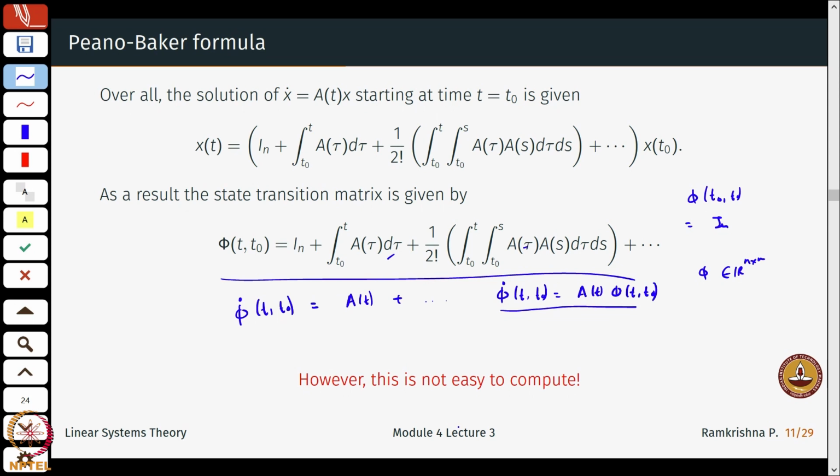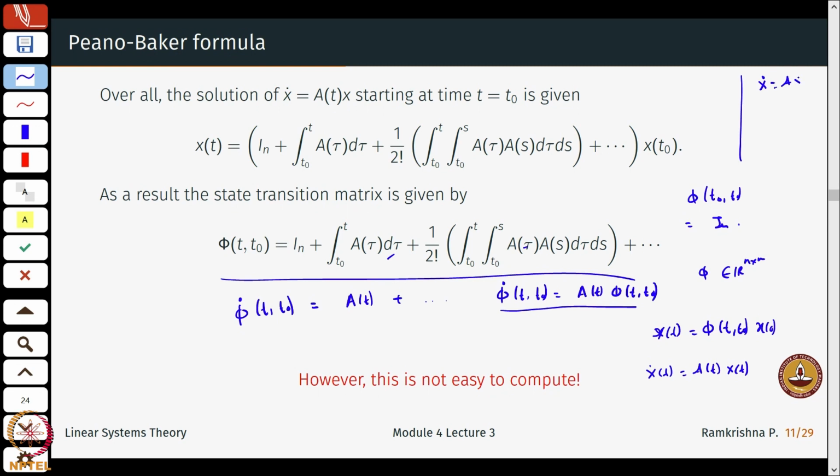So, what does it satisfy? Well, the initial condition is the identity, that is what we said, and therefore, x of t is phi of t comma t 0 times x of t 0, which is the solution of x dot of t equals A of t x of t. So, this is where the matrix differential equation comes from, and that is also the reason why I am doing this ugly looking series very explicitly, just to show you the relation with the matrix differential equation.